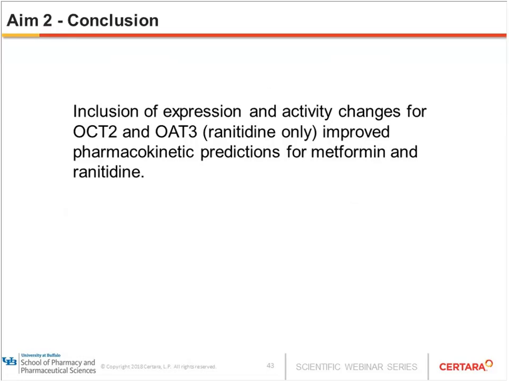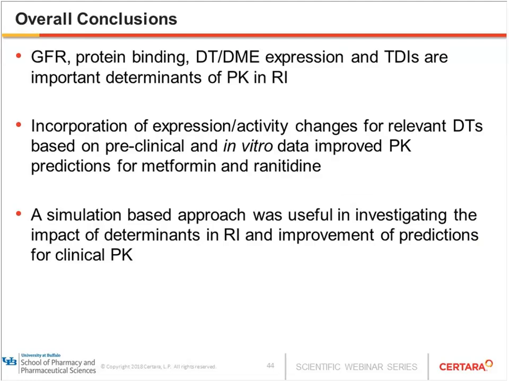So to conclude for AIM-2, inclusion of expression and activity changes for OCT2 and OCT3 improved pharmacokinetic predictions for metformin and ranitidine. To conclude, overall, GFR, protein binding, drug transporter expression, and toxin-drug interactions are important determinants of PK in renal impairment. Incorporation of expression and activity changes for relevant drug transporters based on preclinical and in vitro data improves PK predictions for metformin and ranitidine. And finally, a simulation-based approach was useful in investigating the impact of determinants in RI and improvements of predictions for clinical PK.